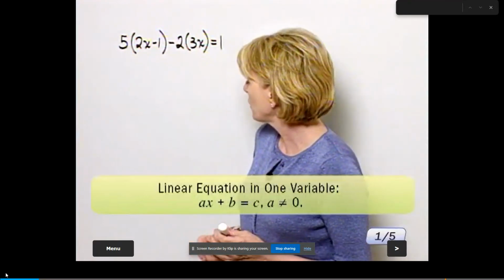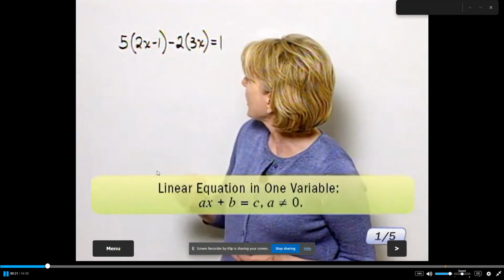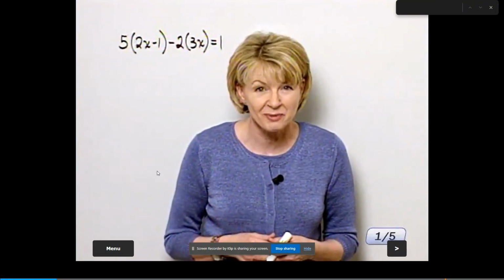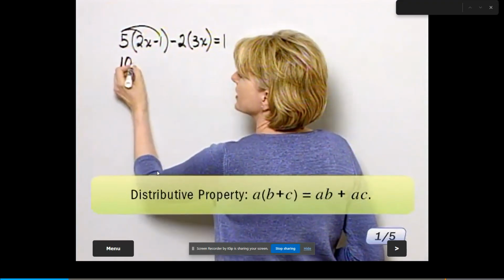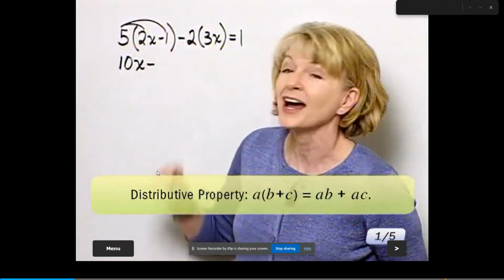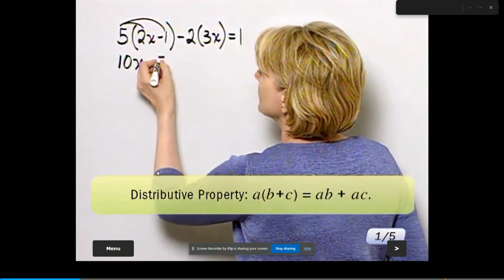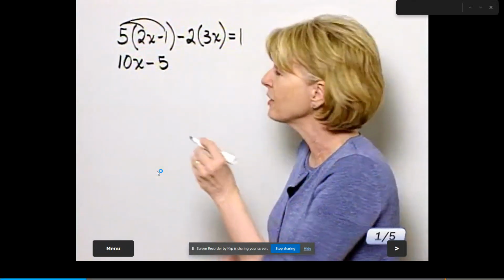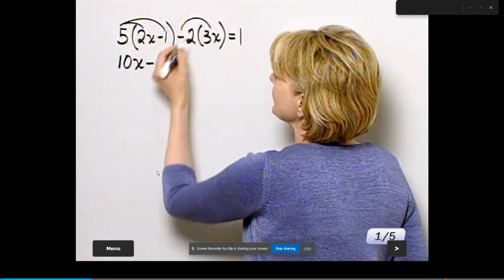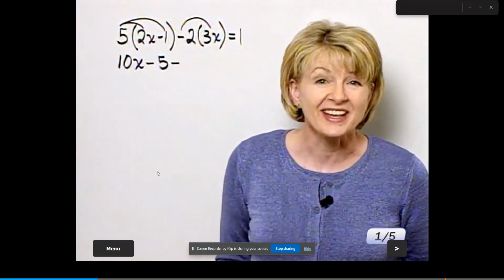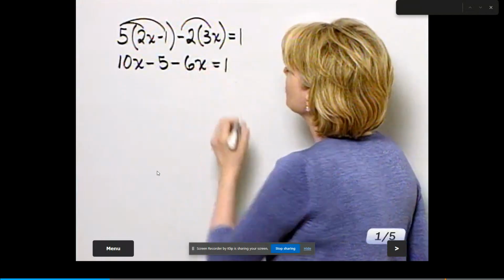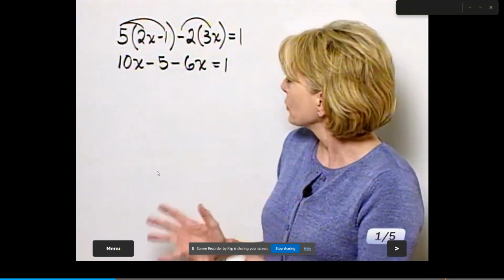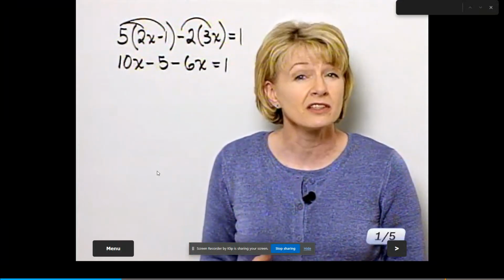To solve this linear equation, notice we do have some multiplying that can be done on the left side. So let's remove parentheses by applying the distributive property. So this becomes 5 times 2x, that's 10x, minus, don't forget that's 5 times 1, which is 5. Now let's be very, very careful. Think of this as negative or minus 2 times 3x, and 2 times 3x, that is 6x, and then is equal to 1. So we've removed parentheses by multiplying using the distributive property.